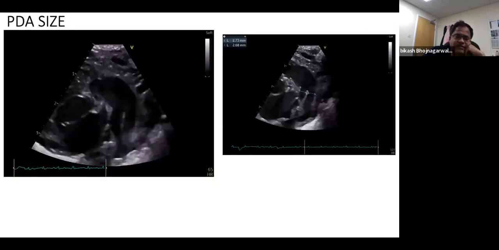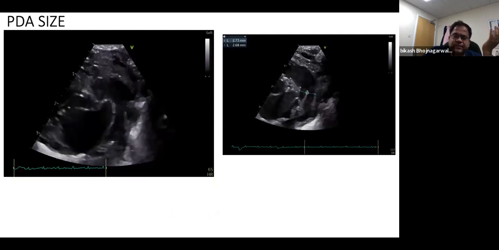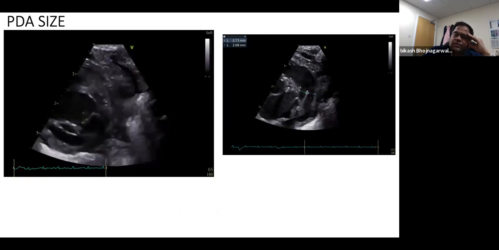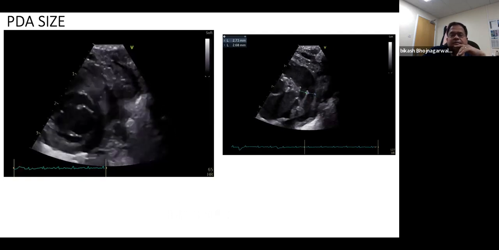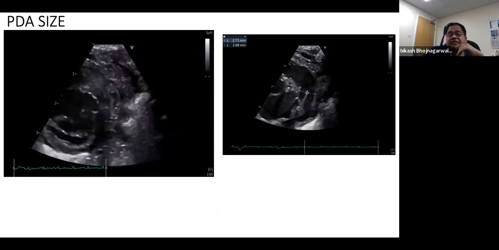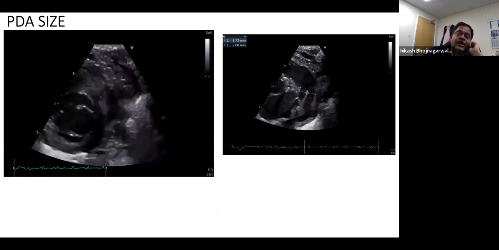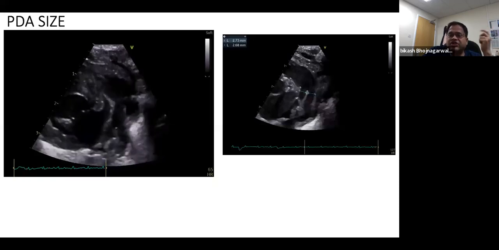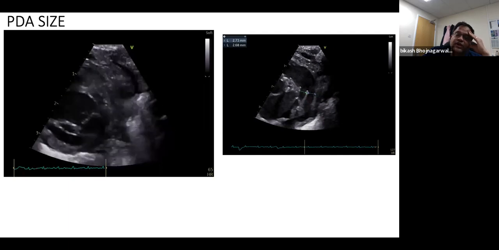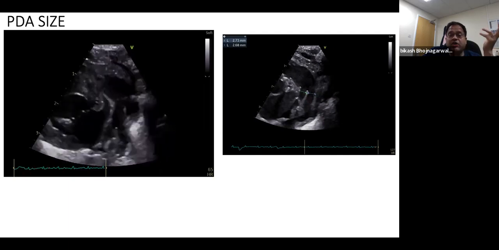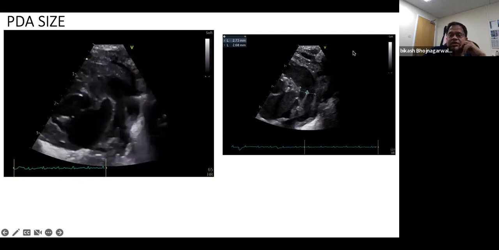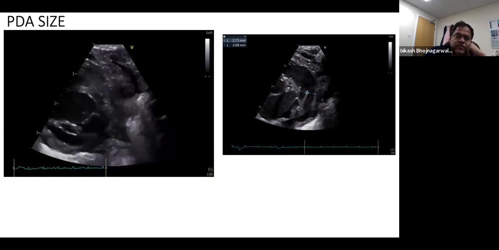So, PDA size: when we measure, we have a classical PDA view, a 3-vessel view. We identify the RPA, LPA and the duct, and we measure the duct. As a convention, I put on an ECG lead, to minimize interobserver variability. I do all the measurements at end systole, take a frame, because with the frame the velocity would change, and measure the LPA size at the same time.